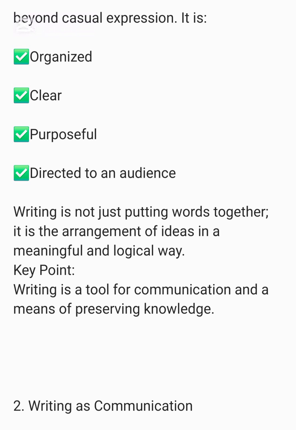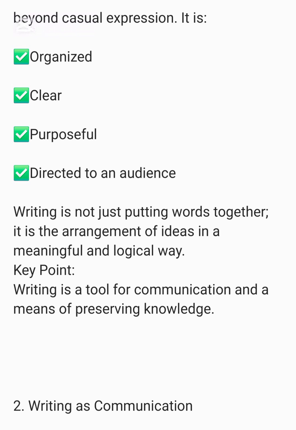Another one, writing must be clear. Clarity ensures that your message is understood exactly as you intend. In writing, you must avoid ambiguity, you must avoid vagueness as well. If your writing is not clear, the reader will misinterpret your idea. Your argument will become weak. You will lose marks in exams as a student. So writing must be clear.